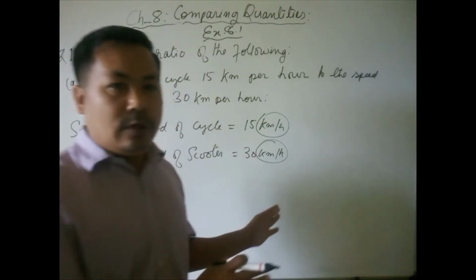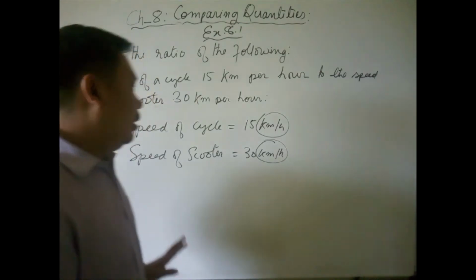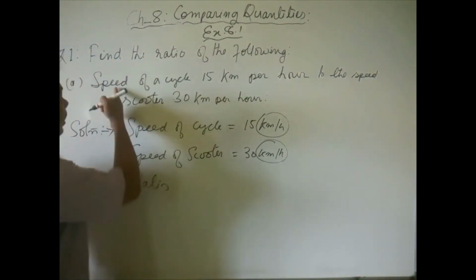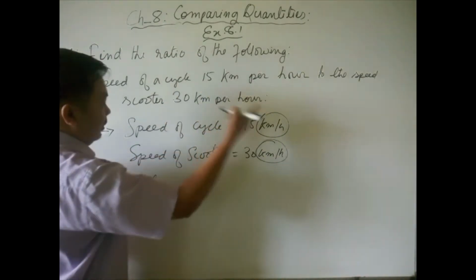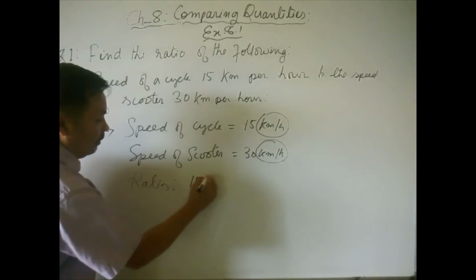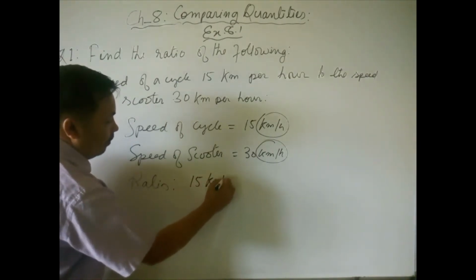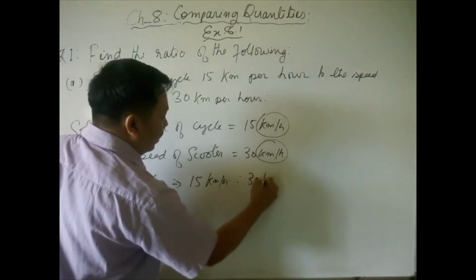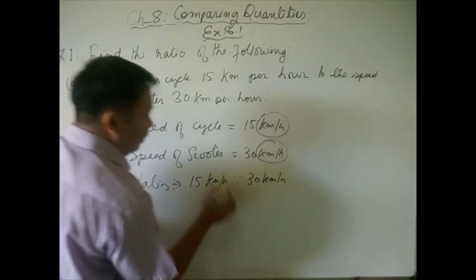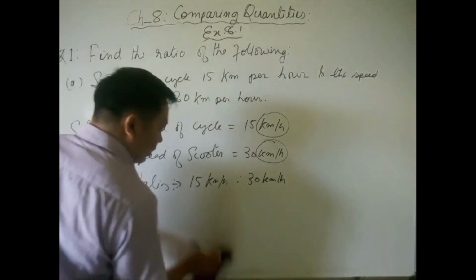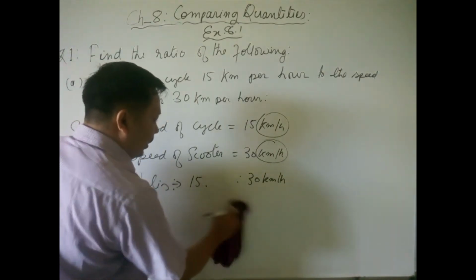Now we have the same units, so no need to convert. So how much will the ratio be? Ratio here: speed of cycle to the speed of scooter. Then you have to write the speed first. This is 15 kilometer per hour is to 30 kilometer per hour. But whenever you write in the form of ratio, these units are not required, my dear student.